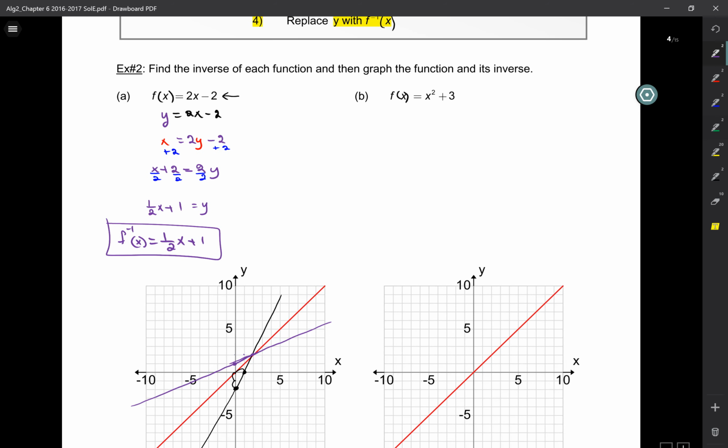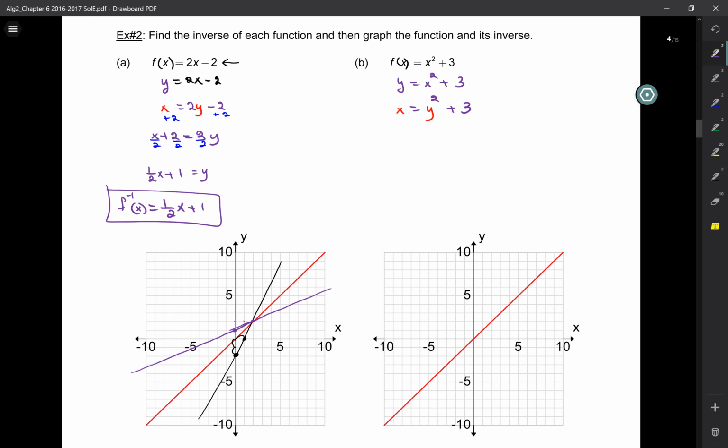All right, so first I'm going to call it y equals. Now I'm going to exchange x and y. Okay? Now what am I going to do? Subtract 3.